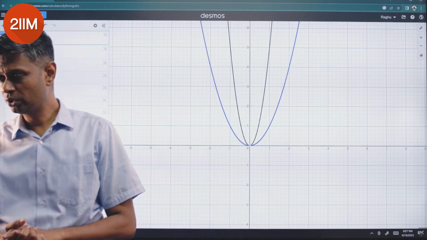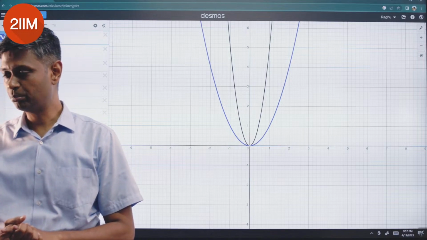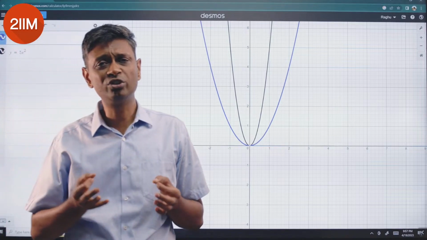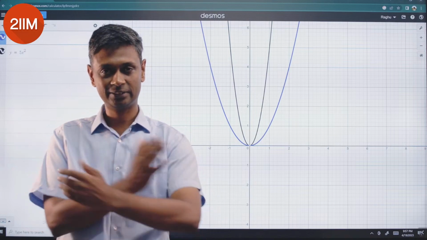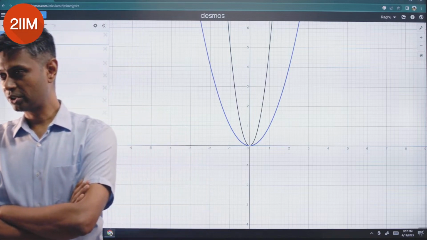How should I find out the intersecting point in the x-axis in the previous question? Put y equal to 0, you'll get the intersecting point in the x-axis. Nothing else. Let's answer the question from Prita Selvam.